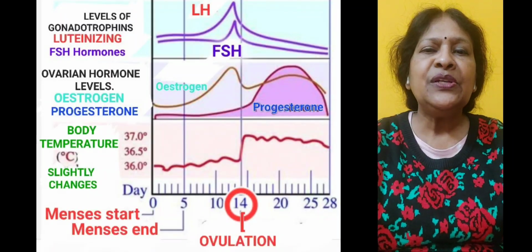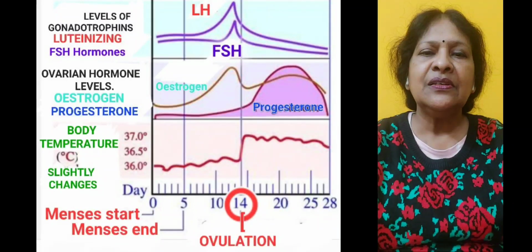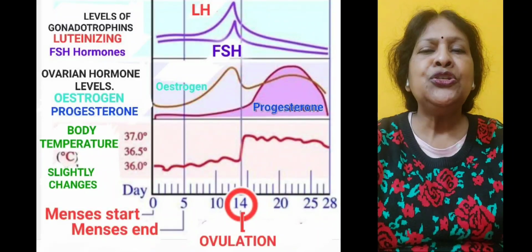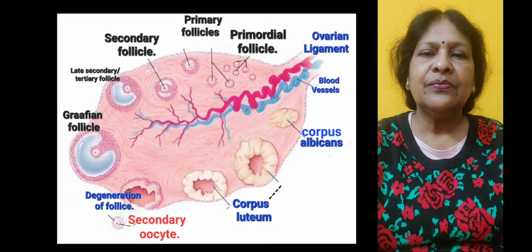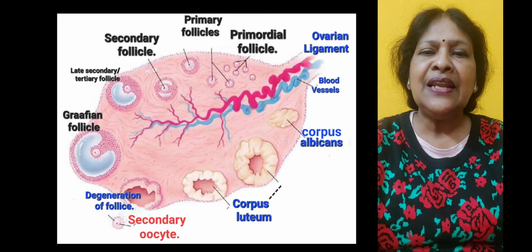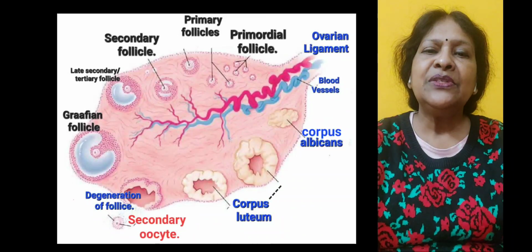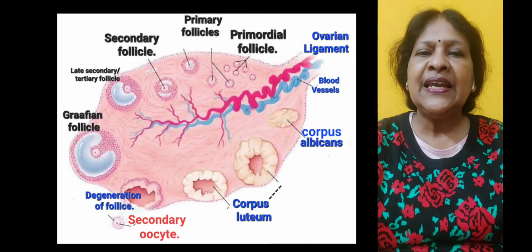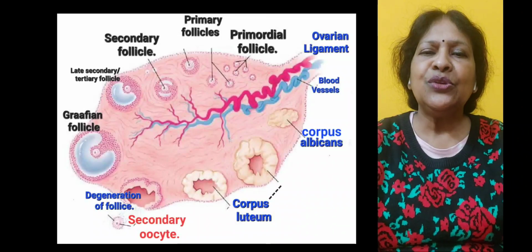The follicle stimulating hormone helps in the growth as well as maturation of the follicles. So this next phase is absolutely called the follicular phase. It lasts from day 5 to day 12 of the menstrual cycle.